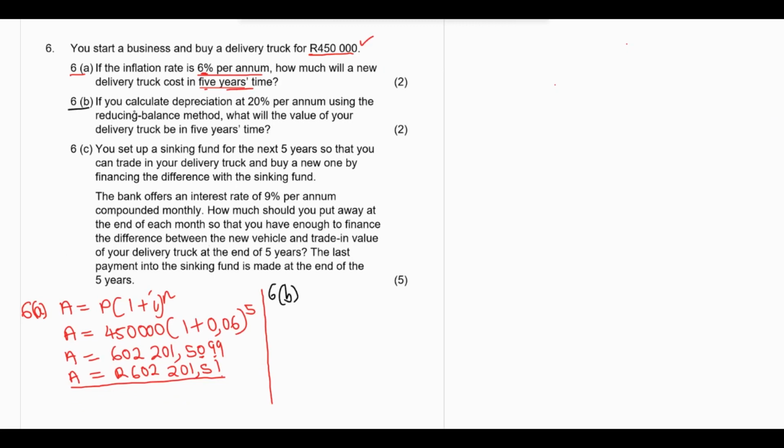If you calculate depreciation at 20% per annum using the reducing balance method, so it means you're using the formula A is equal to P(1 minus i) to the power n. That is the reducing balance method. What will the value of your delivery truck be in 5 years' time?